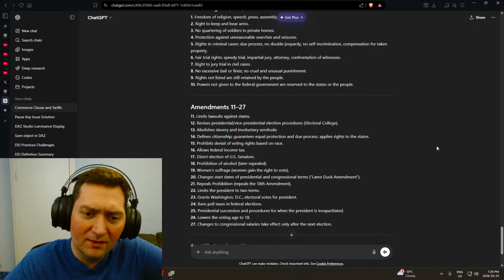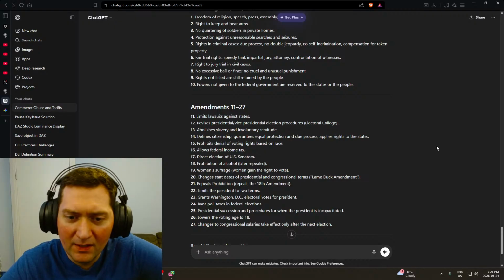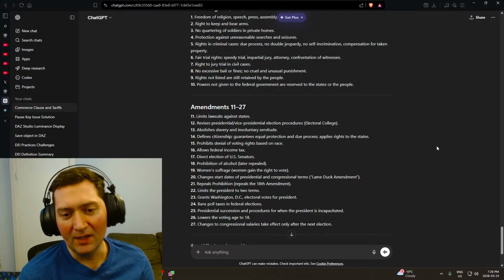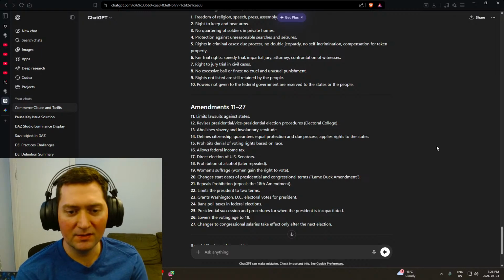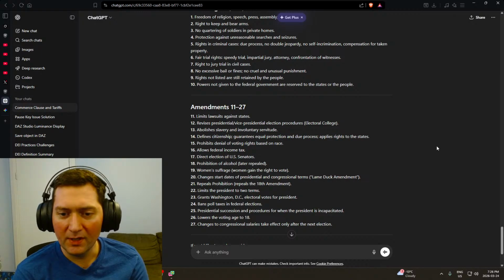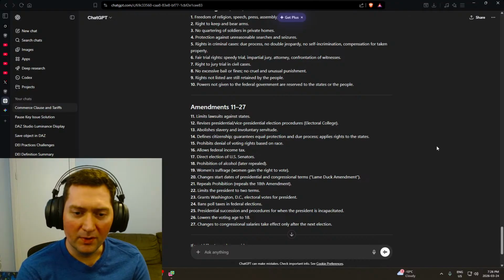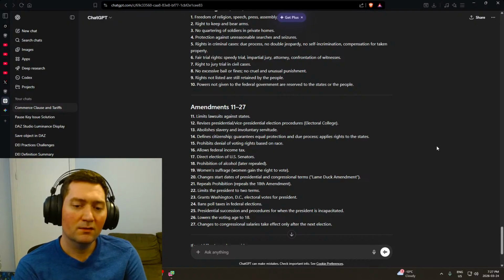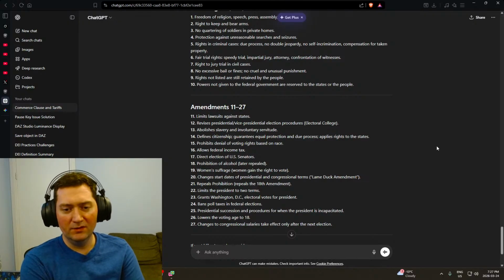11, limits lawsuits against states. 12, revises presidential and vice presidential election procedures. 13, abolishes slavery and involuntary servitude. 14, defines citizenship, guarantees equal protections and due process, applies rights to the states. 15, prohibits denial of voting rights based on race. 16, allows federal income tax. 17, direct elections of U.S. senators.